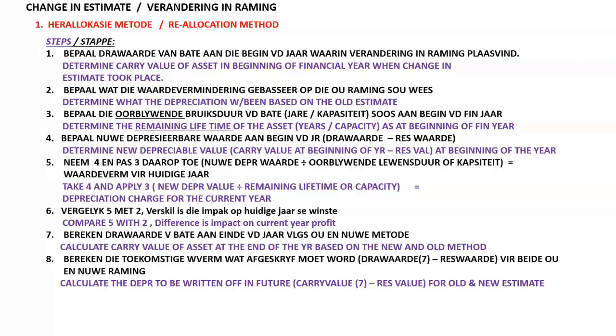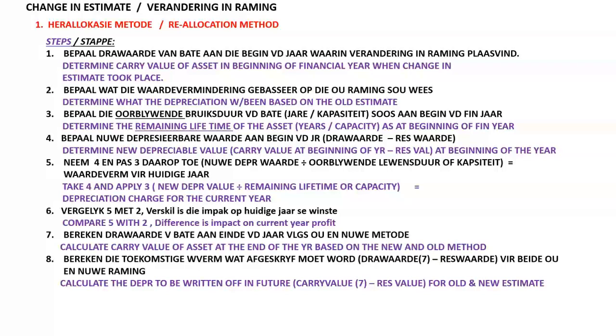Now, what happens if either one of the old method or the new method is now based on the diminishing balance method? Now we say for diminishing balance method, we ignore the estimated residual value when we do the depreciation calculation. Why? Because that estimated residual value has already been taken into account when we determine the percentage that we want to write off on the diminishing balance method on an annual basis. Guys, but if you do the calculations, you will see that by applying that percentage, you are only going to write off the asset up to its estimated residual value.